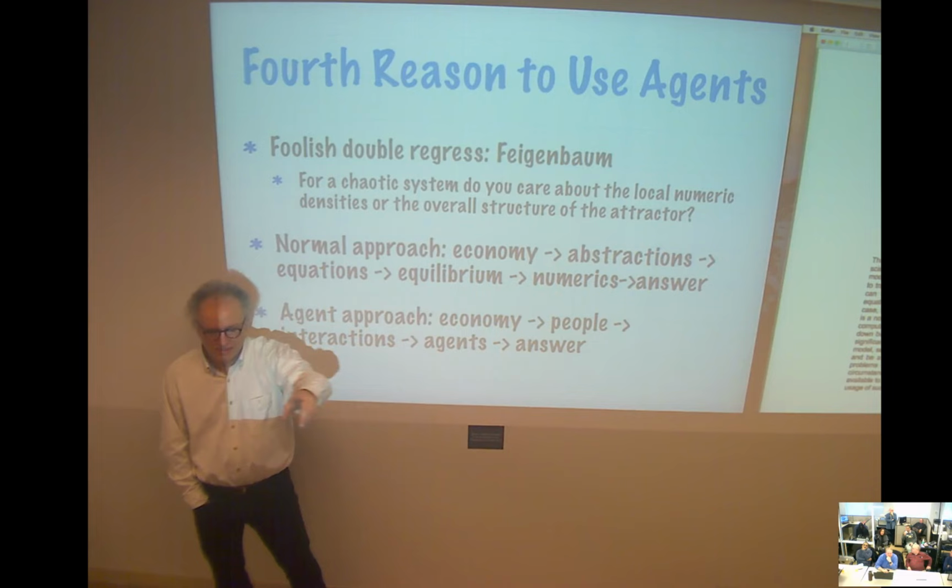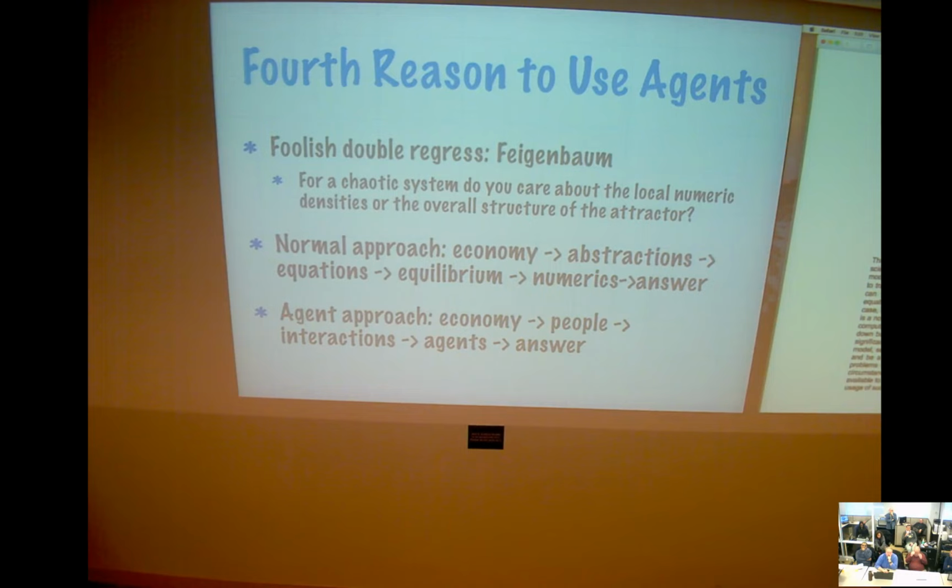Can you add numerics into your agent approach, because you can get from interactions to agents to numerics to answers? I suppose. It's a good point, but now I want to ask you a question and see what you think. Can we do agent models without numerics? Is there any way to write down an agent-based model and actually run it forward in time without already having the numerics built in?